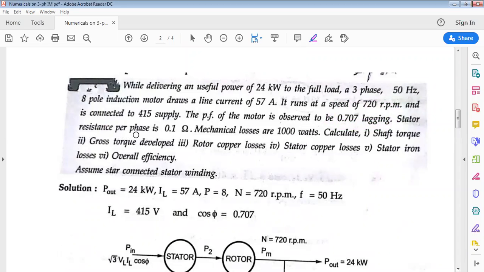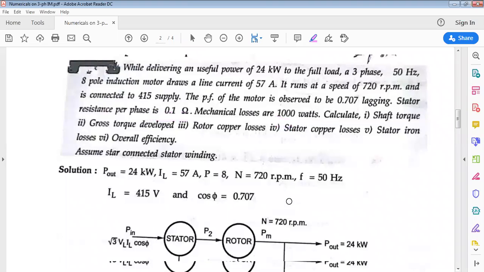Next, stator resistance per phase is given to you, 0.1 ohm. Mechanical losses given. Calculate shaft torque, gross torque developed, rotor copper loss, stator copper loss, stator iron loss, overall efficiency. Okay, we'll see one by one.